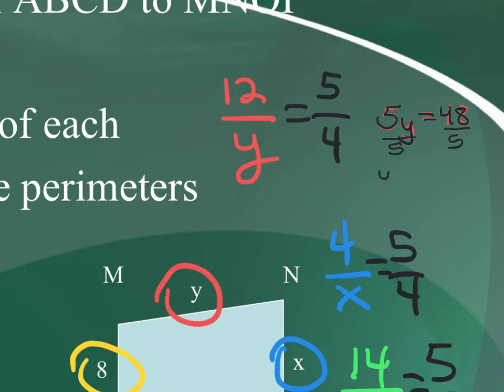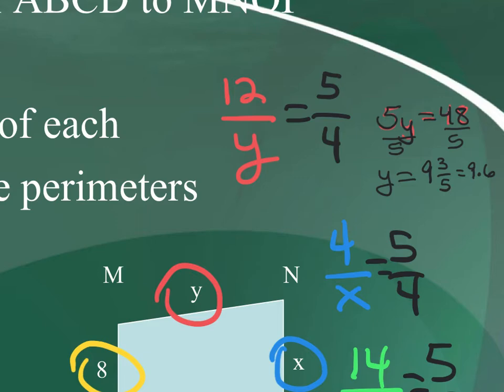I can't leave it improper because this is actually a side length, so I need to make it a decimal or a mixed number. 5 will go into 48 9 times with 3 left over. I'll just make it a mixed number. Now, if you made it a decimal, this would be 9.6. I would accept either answer. If it's a multiple choice question on a test, be aware that it could be either one.